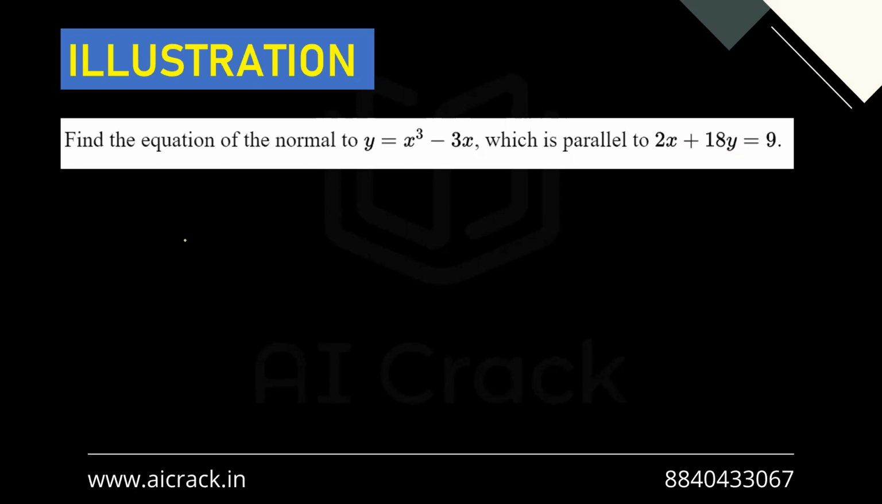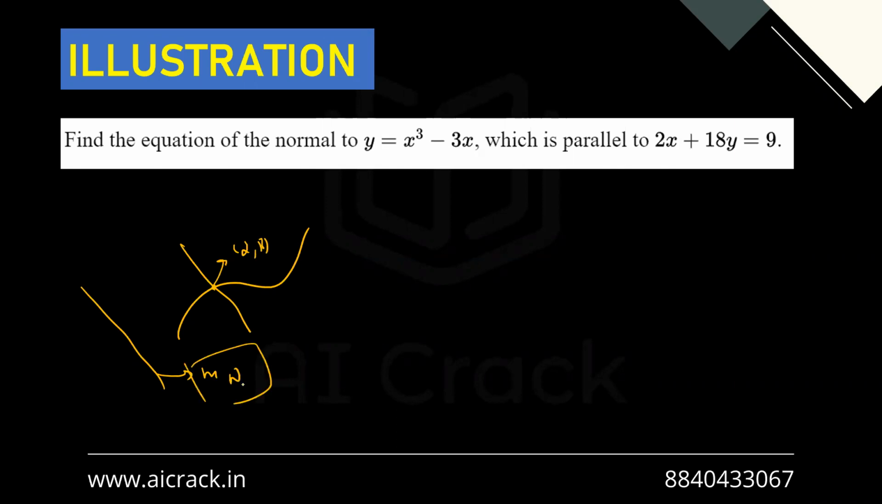Now let's see how we can find the point. So basically, let's say this is our curve and we have to find a normal over here. So let's say this point is alpha comma beta, which we don't know yet, and we have to find the normal over here. But what additional information they have given is the equation of one more line, and we know m normal through here. What we can do is apply this normal over here, and then we can find the point. So let's see how it goes.